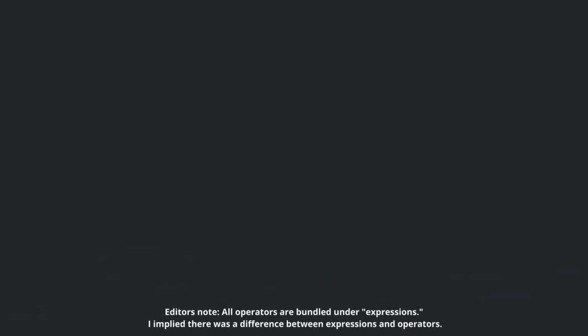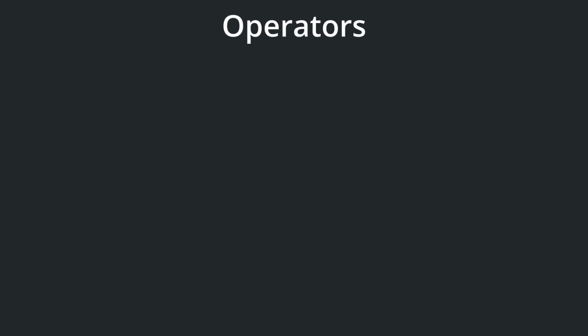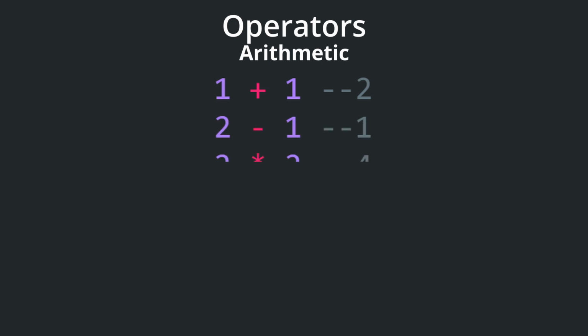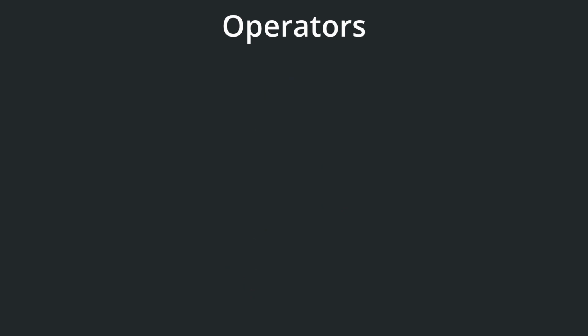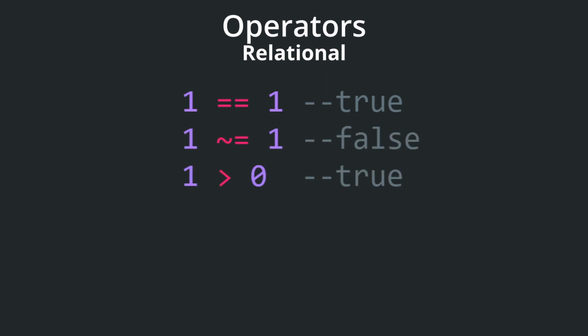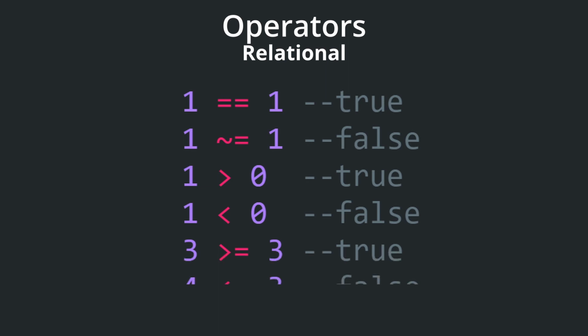We can compare variables using expressions, and manipulate using operators. Lua supports the 6 basic arithmetic operators: addition, subtraction, multiplication, division, exponentiation, and modulo. We will explain modulo in episode 2. We can compare numbers using the relational operators: equal to, not equal to, greater than, less than, greater than or equal to, and less than or equal to.